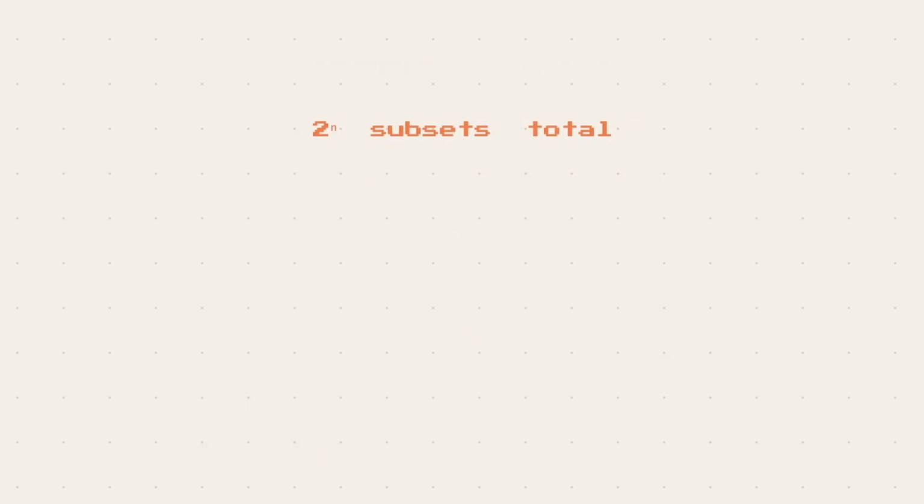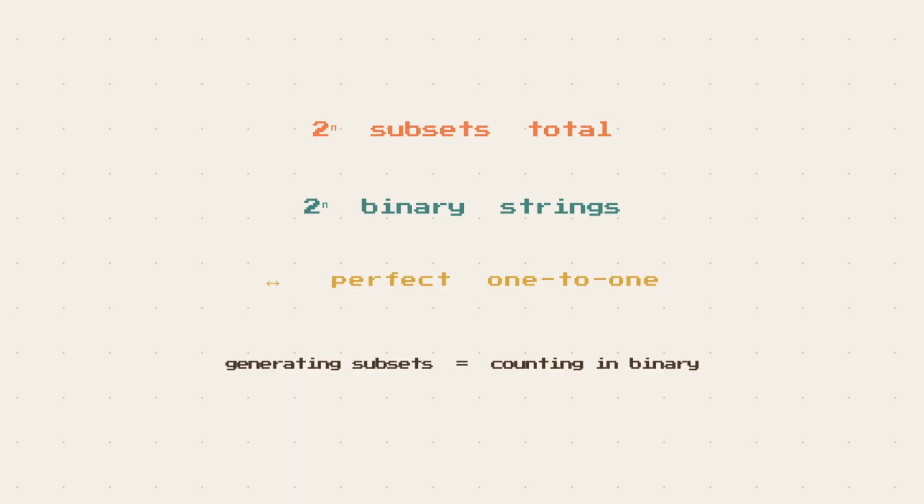So 2 to the power of n subsets in total, 2 to the n binary strings in total, right? It is a perfect one-to-one matching happening. So generating subsets becomes generating binary strings, right? Which is counting up in binary. And that's going to make the next subset algorithm almost trivial. So let's see the algorithm now.